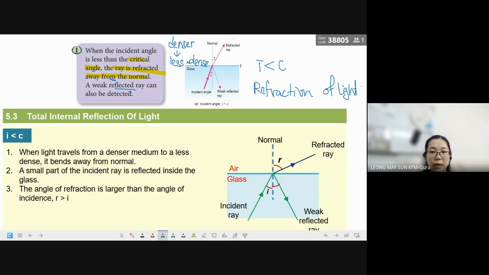Another way to say this is that when light travels from a denser medium to a less dense medium, it bends away from the normal. The textbook used the word refracted away. Last time we used the word bend away. Both are still acceptable. A small part of the incident ray is reflected inside the glass, and the angle of refraction is greater than the incidence angle. Critical angle is not the refracted angle. That's another meaning of it.